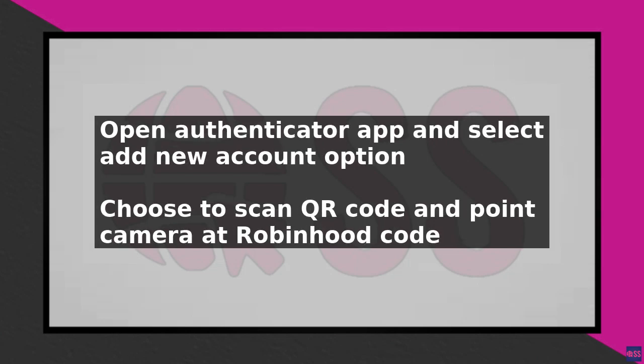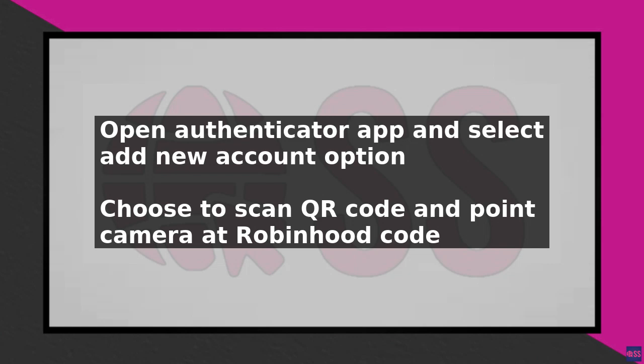You will be given the option to use an authenticator app. Select this option and you will be shown a QR code. Open your authenticator app, such as Google Authenticator or Authy, and select the option to add a new account. Choose to scan a QR code and point your camera at the QR code displayed on the Robinhood app.